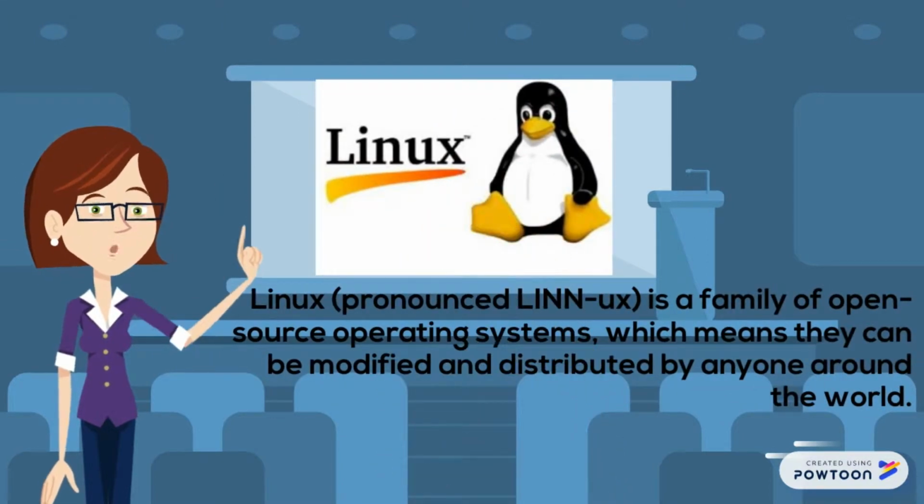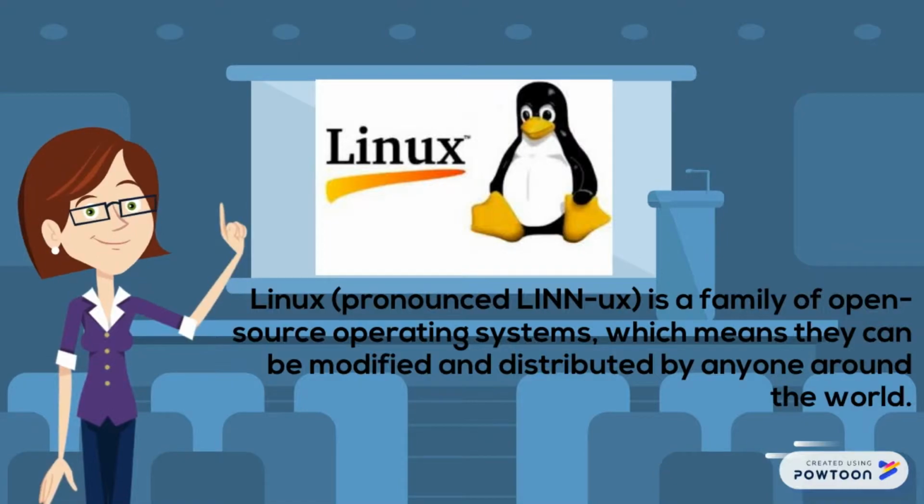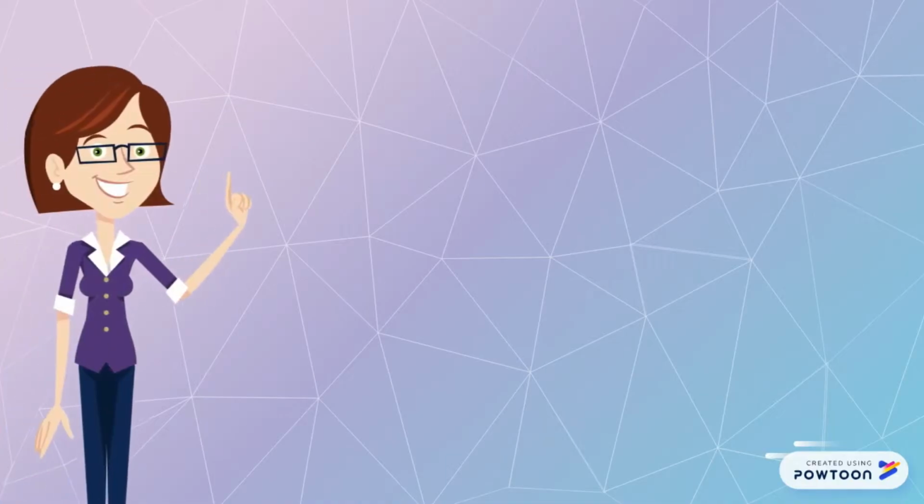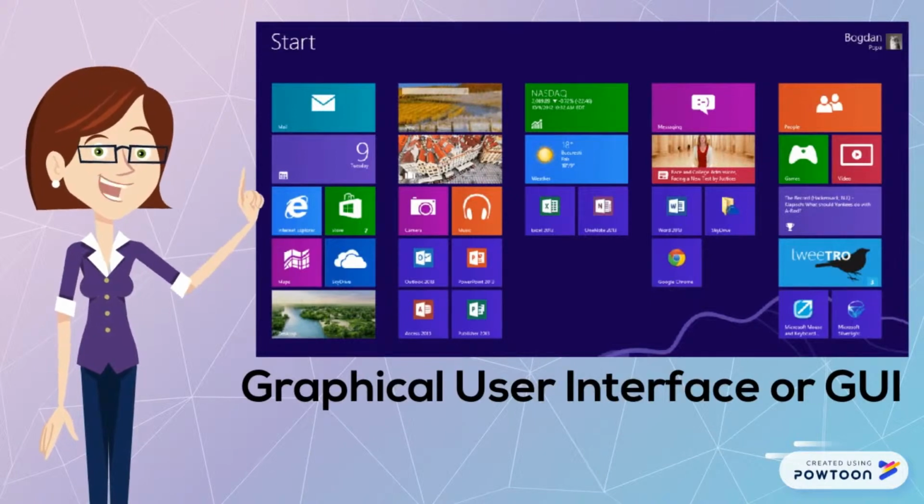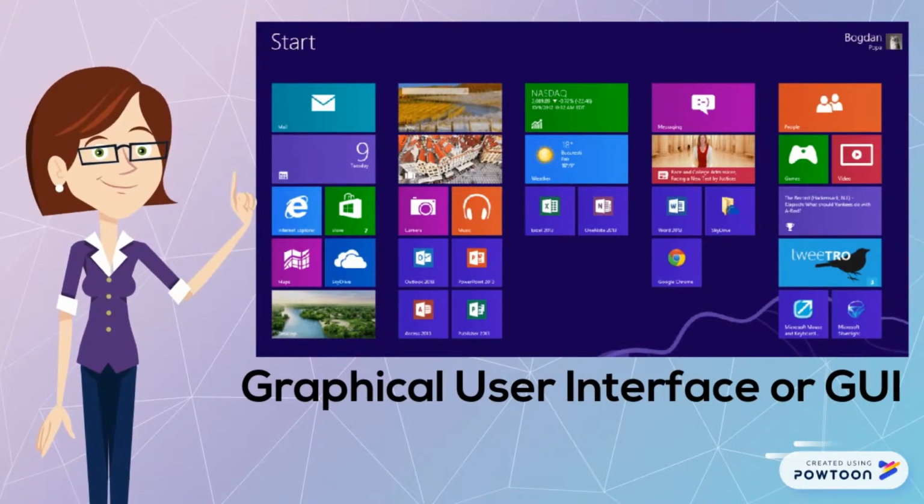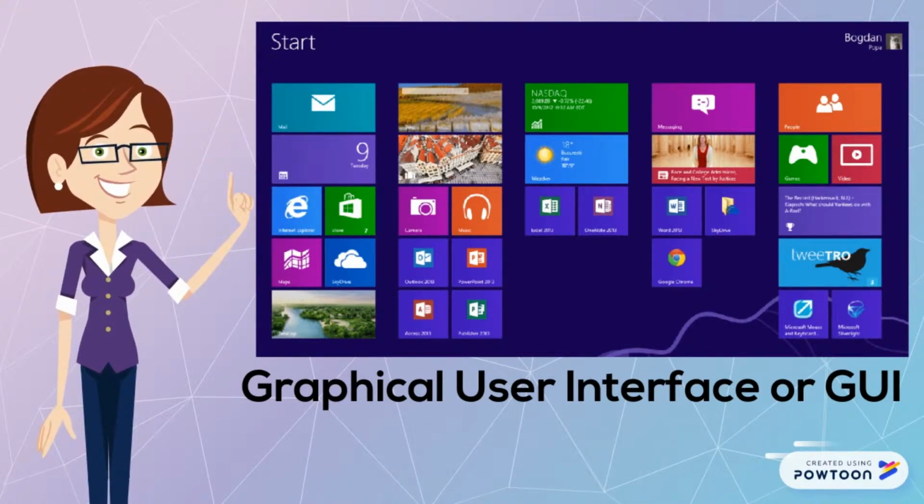Linux, pronounced Linux, is a family of open-source operating systems, which means they can be modified and distributed by anyone around the world. Modern operating systems use a graphical user interface, or GUI, pronounced gooey. A GUI lets you use your mouse to click icons, buttons, and menus, and everything is clearly displayed on the screen using a combination of graphics and text.